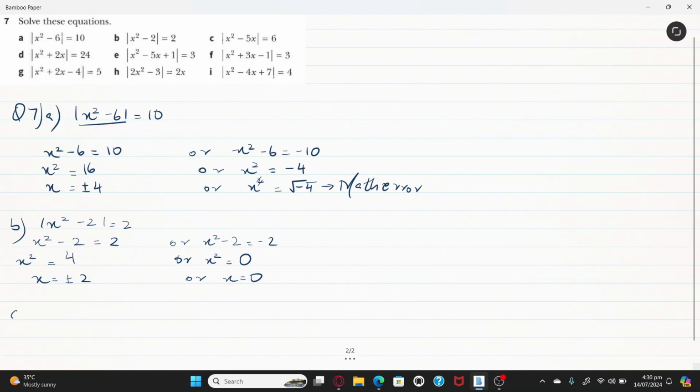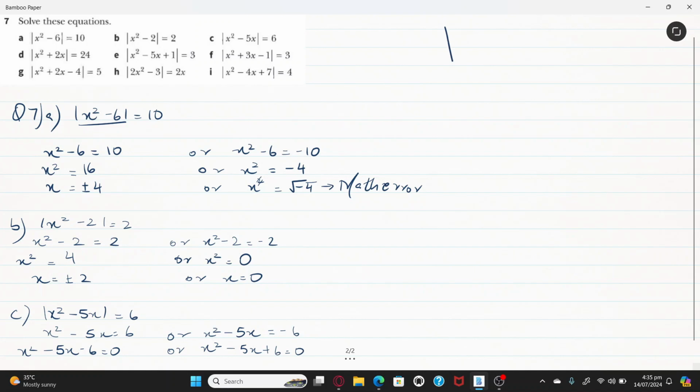And that's it. This was a really short one. So now |x squared minus 5x| is going to be equal to 6. Again, what we're going to do is make this independent. x squared minus 5x is equal to positive 6, or x squared minus 5x is equal to negative 6. Okay, so what we are going to do is arrange this equation as we want it. x squared minus 5x minus 6 is equal to 0, or x squared minus 5x plus 6 is equal to 0.